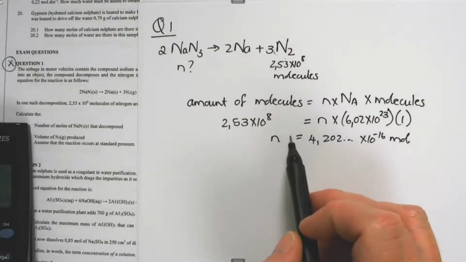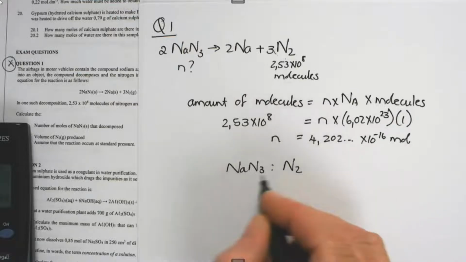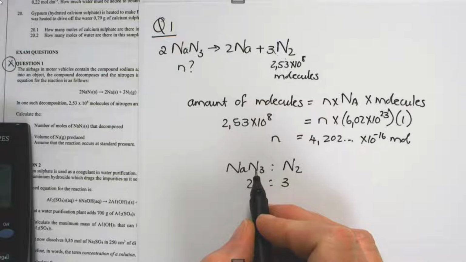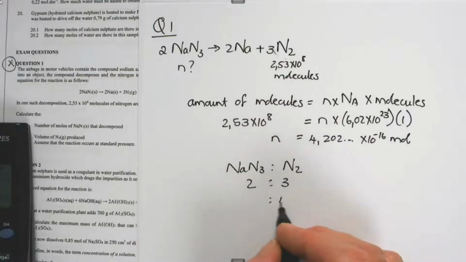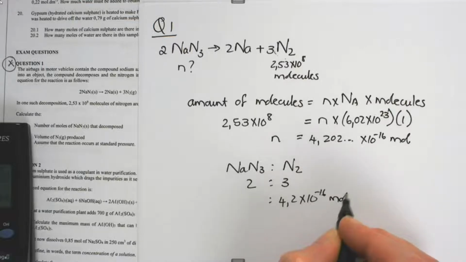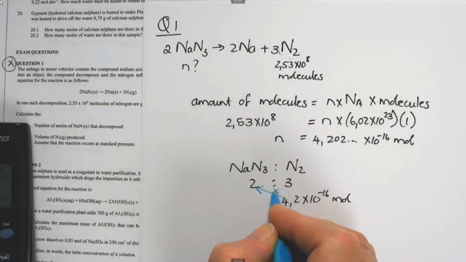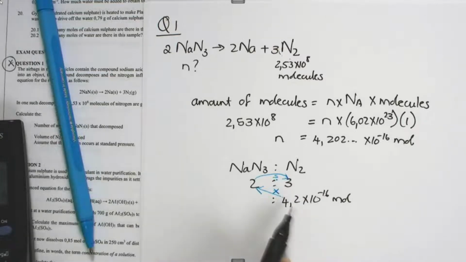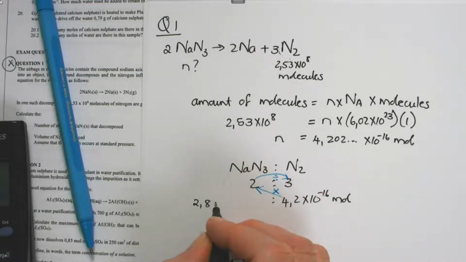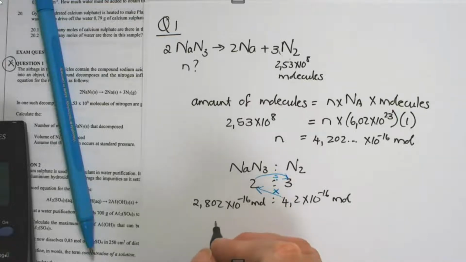So now I've calculated mole, that's step 3. Step 4 is I must do the mole ratio. So I'm busy doing the mole ratio there. NaN3, there's a 2 in front. N2, there's a 3 in front. So I've calculated N2, 4,2 times 10 to the negative 16 mole. I'm just going to use my pencil again. That value, I must multiply it by the one furthest away, and I must divide it by the one on top. So on my calculator, I take 4,2, I multiply it by 2 and divide it by 3. So this answer is 2,802 times 10 to the negative 16 mole, or just 2,8 times 10 to the negative 16.